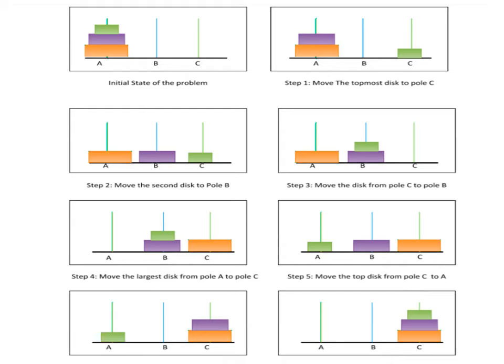How many total moves have I made? 1, 2, 3, 4, 5, 6, 7. That is 2 to the power of n minus 1 moves. Here n is 3. Therefore, 2 to the power of 3 is 8, minus 1. That is 7 moves I have made to get the output the same.